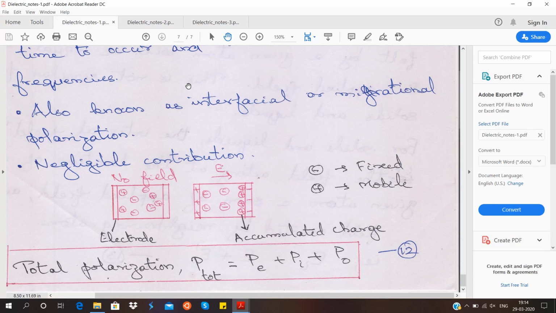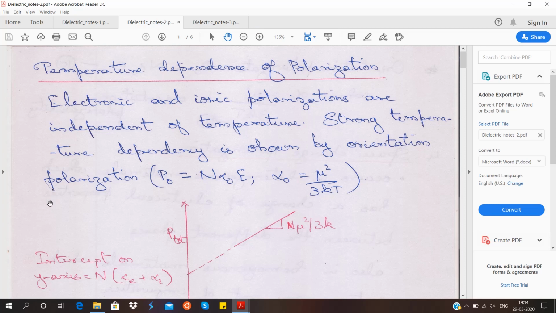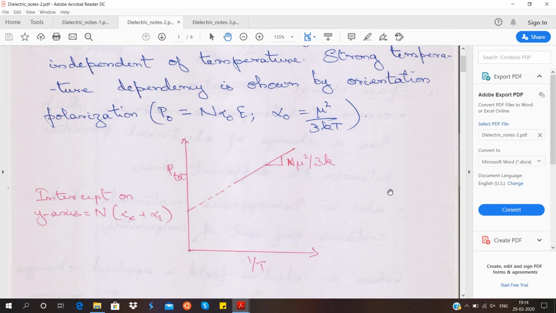Now, with this understanding, let's see how the temperature dependency of polarization will be. How can I make a plot of it? We know that electronic and ionic polarization are independent of temperature. So the only temperature dependency comes from the orientation polarization, which is Po equal to N alpha o into E, and alpha o was mu square by 3kT. So I am going to draw total polarization with respect to 1 over T, and this will be a linear dependency.